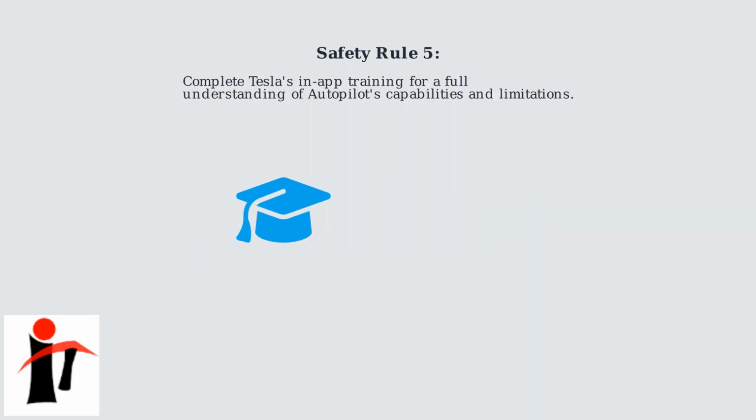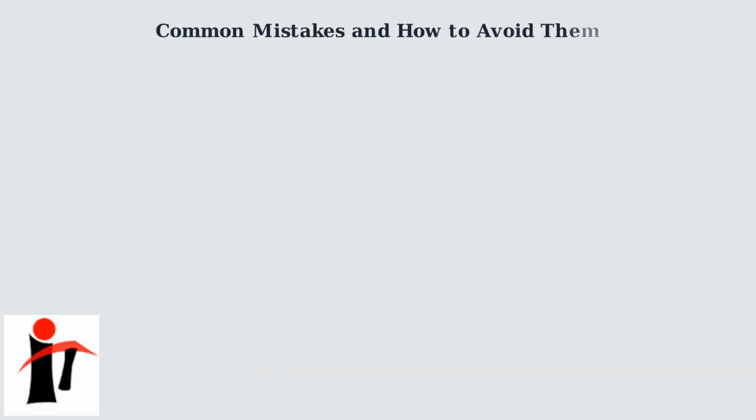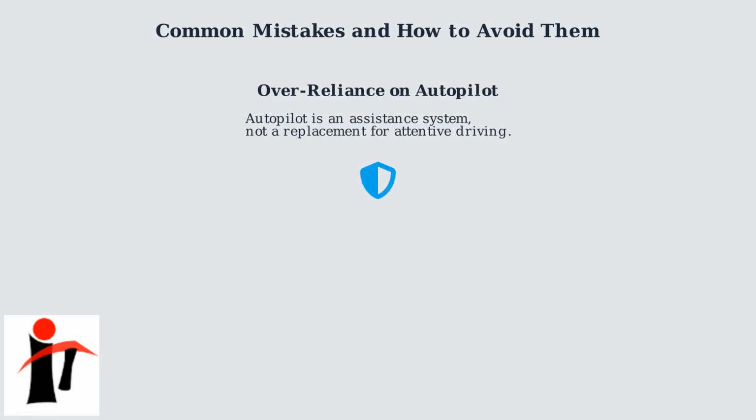Finally, complete Tesla's in-app training module. This free training takes about 15 minutes and provides essential knowledge about Autopilot's capabilities, limitations, and safe usage practices. It's mandatory for all new Tesla owners and highly recommended for understanding the system. A common mistake with Tesla Autopilot is over-reliance on the system. Remember, Autopilot is designed as an assistance system, not a replacement for attentive driving.